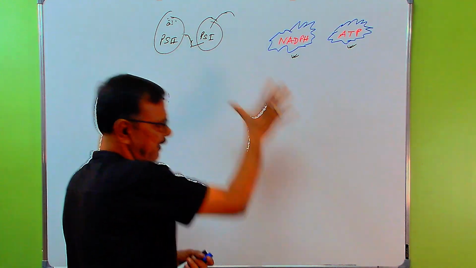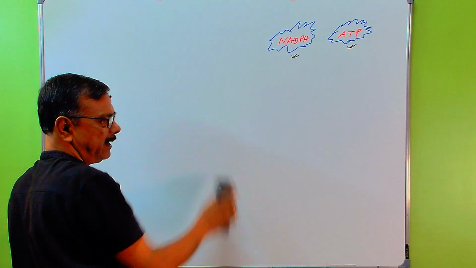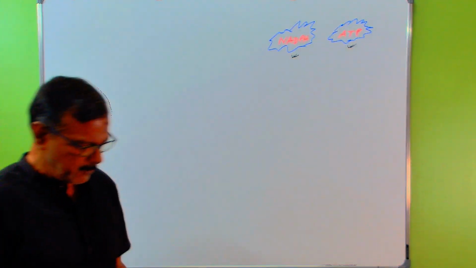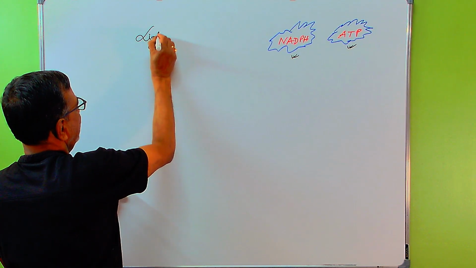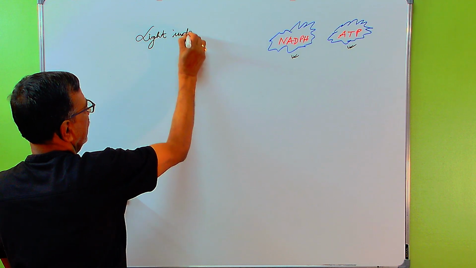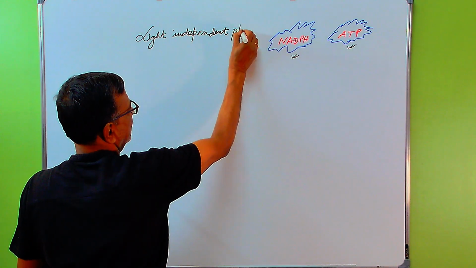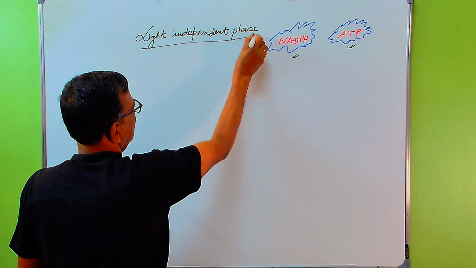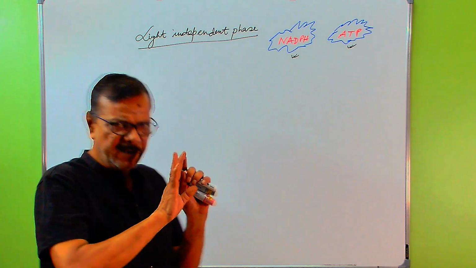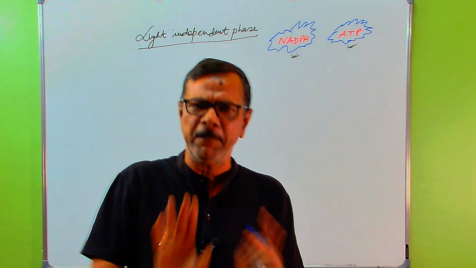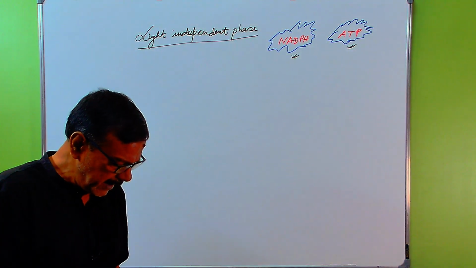Now we will start the next phase. The next phase is known as the light independent reaction. What is that? Light independent reaction, or phase. Light independent phase. In the light independent phase, it is very simple, very easy and very comprehensible. Once you want to know a simple thing, I will write this.